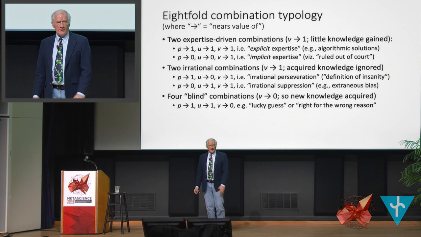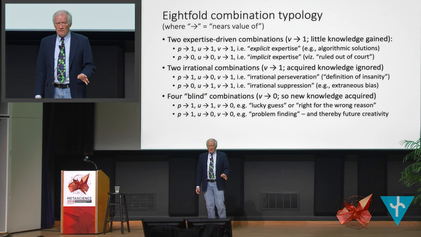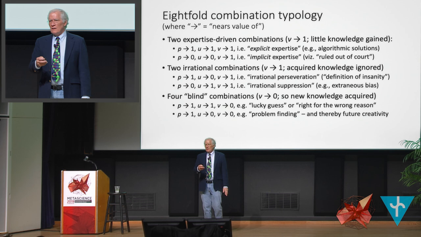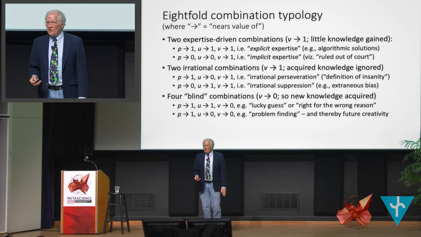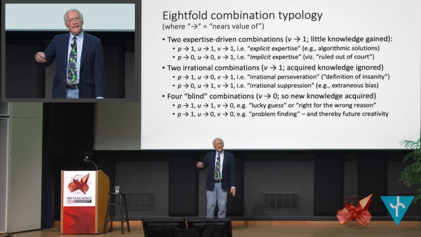Another possibility is that the initial probability is very high, the utility is very low, and you don't know what the utility is, okay? Why would you do this? One illustration of this is problem finding. For example, you have a very good theory, it's well established, it makes a very solid prediction. You test that prediction in the laboratory and it's disconfirmed, okay? That's an example of this particular combination. And this is one of those non-creative combinations that lead to creativity because problem finding leads to problem solutions.